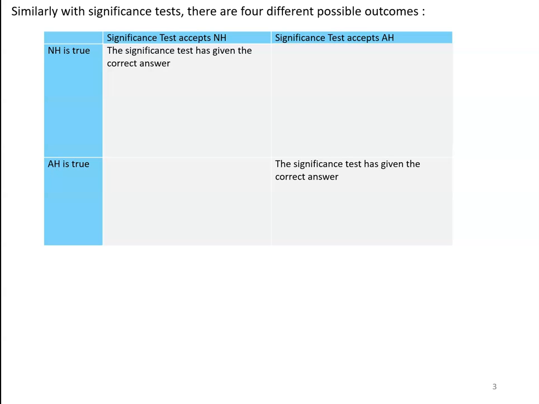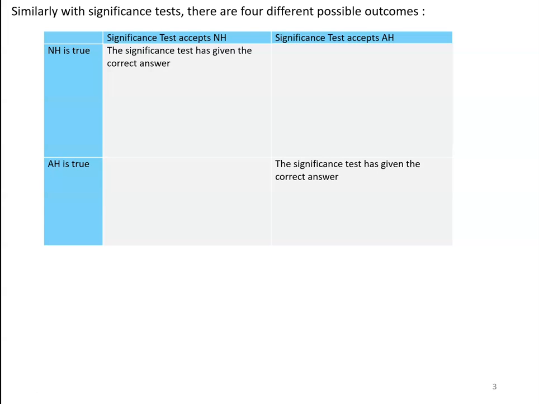Similarly, if the alternative hypothesis is true and the significance test decides to accept the alternative hypothesis, then the significance test has given the correct answer. So in those two cases, we are happy that the significance test has given us the correct conclusion. However, the other two cases are going to represent errors.